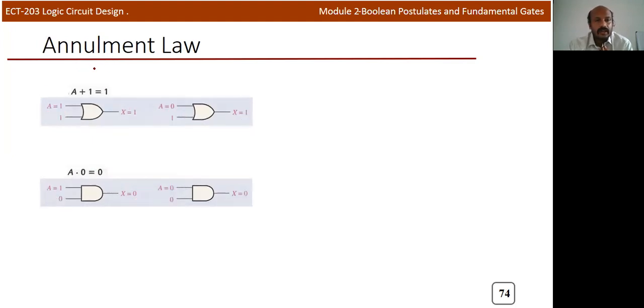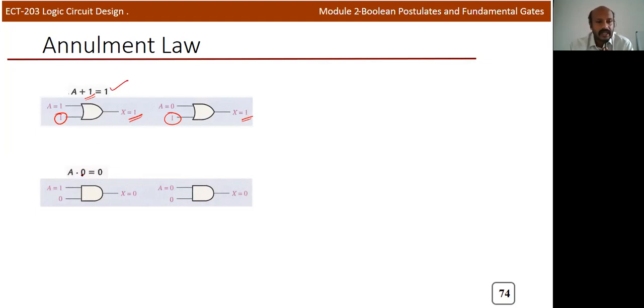And next one, annulment law. Here you can see that we are performing OR operation with 1. In the previous case we were performing with 0, now we are performing with 1. So you can see that if one of the inputs of the OR gate is 1, the output will be always 1. This input is fixed, so output will be 1. So here a is equal to 1, here a is equal to 0, but output is always 1. This is one concept.